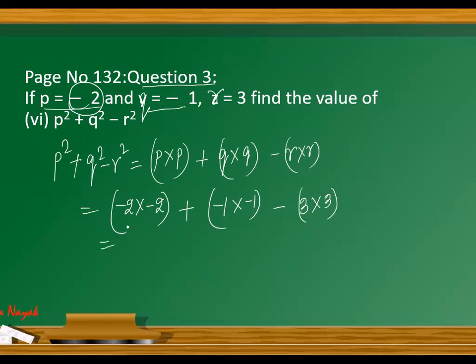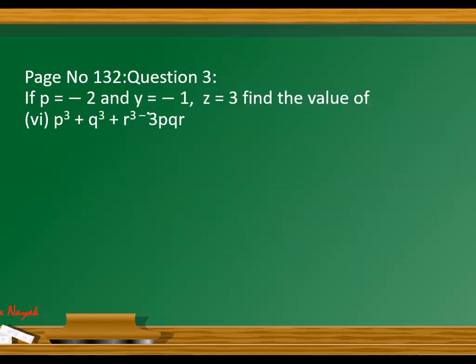So negative 2 times multiplication gives you positive. 2 times 2 is 4. Here also 2 times negative you will get your plus 1. Minus 3 times 3 is 9. So this will be 5 minus 9, minus 4 is the answer.